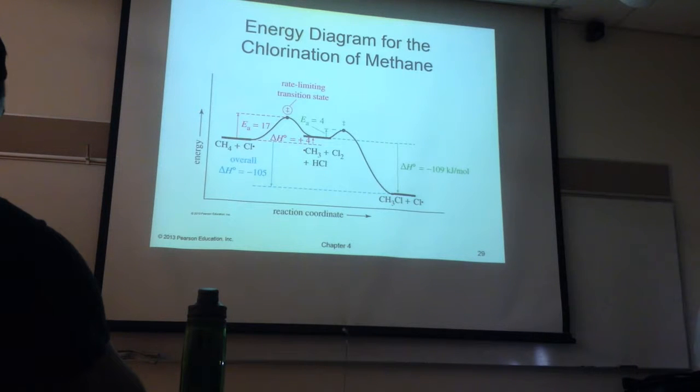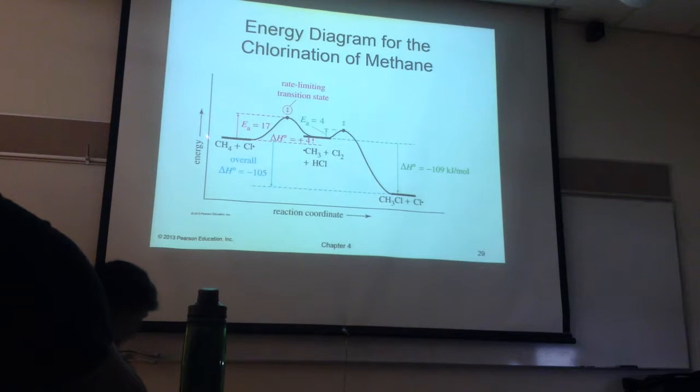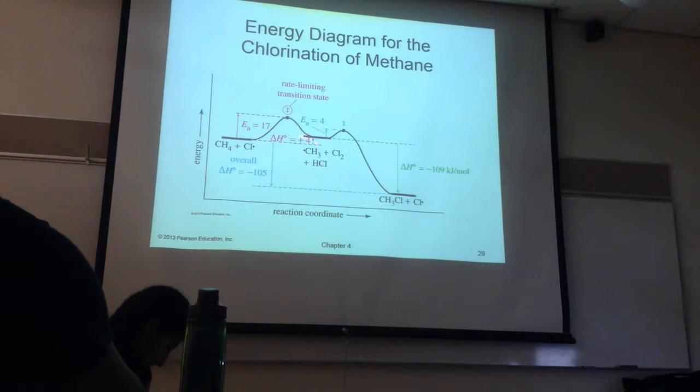How do you know it's a propagation step? It is a propagation step. The assumption is that you've already done the initiation step, so you already generated the chlorine radical, right? The chlorine radical was already generated. The chlorine radical is now going to abstract the hydrogen, okay? And it created the methyl radical, yes?